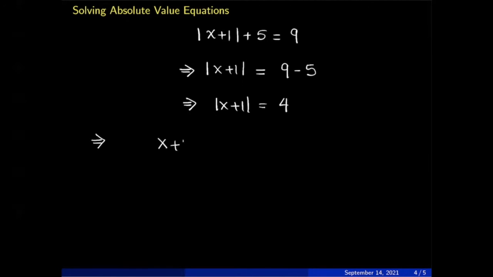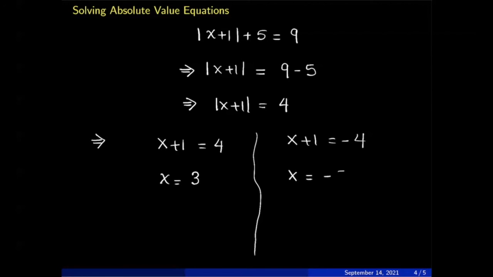The expression inside is going to be equal to 4, or the expression inside is going to be equal to negative 4. So you can remove the absolute value by setting the inside equal to the right hand side, and setting the inside equal to the minus of the number on the right hand side. You have to solve these two equations to find the complete solution. This will give you the solution 3, because I subtract 1 from both sides, and this will give you the solution -5.